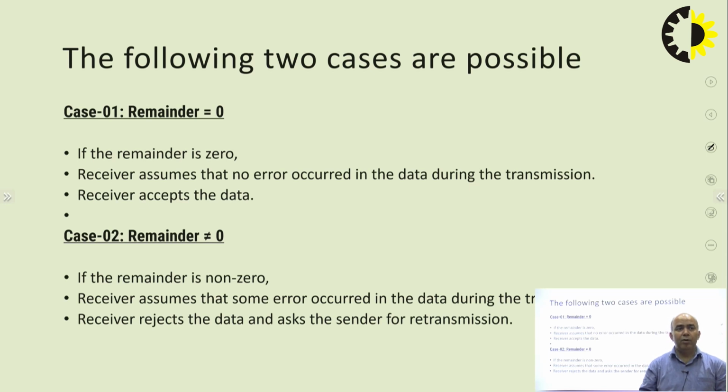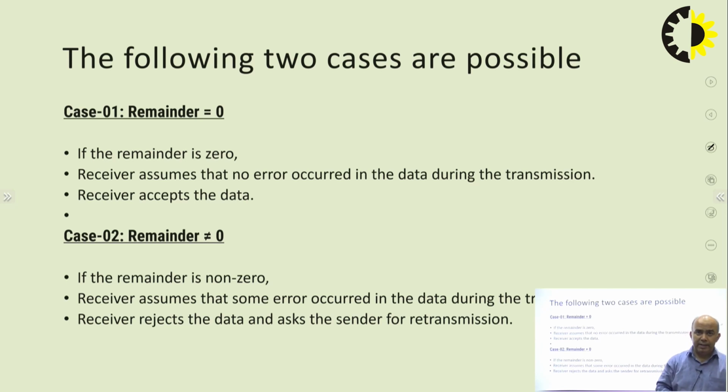In case 2, if the remainder is not equal to 0, then what do they have to do? If the remainder is non-zero, the receiver will assume that an error has occurred during the transmission of the data. So, here the receiver will detect an error. Now, the receiver will reject the data and ask the sender to retransmit the data.